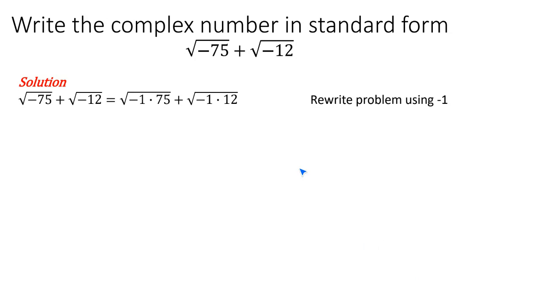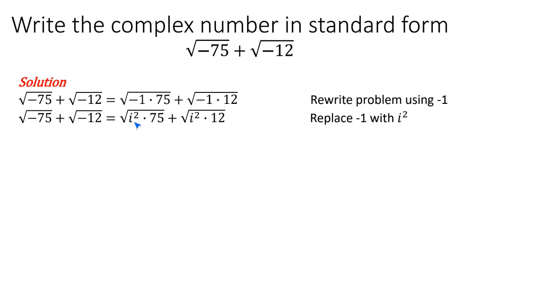Okay, so on the next one, it says write in standard form, we're trying to add these numbers together. So remember, you have a negative here. So always get rid of those negatives first. And we can get rid of the negative by rewriting it as a -1 times 75. Still gives me -75. And -1 times 12 gives me -12. Well, the -1 can be replaced with your i squared.